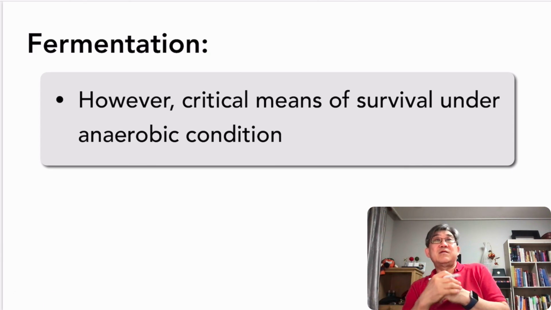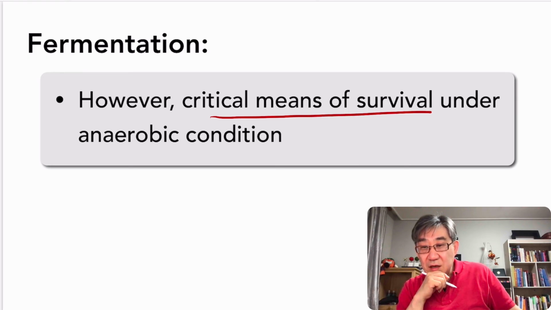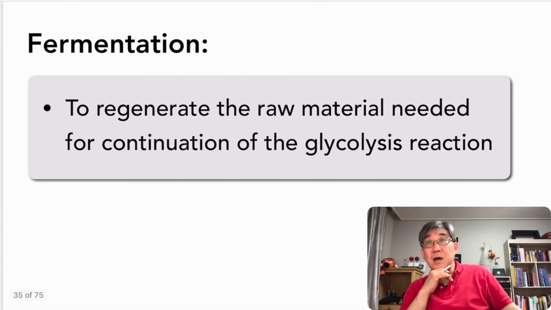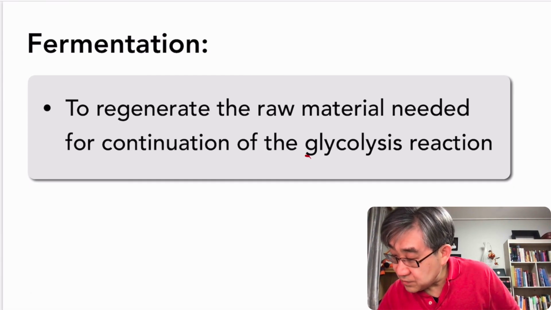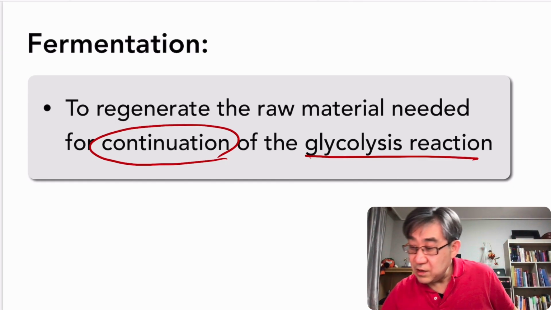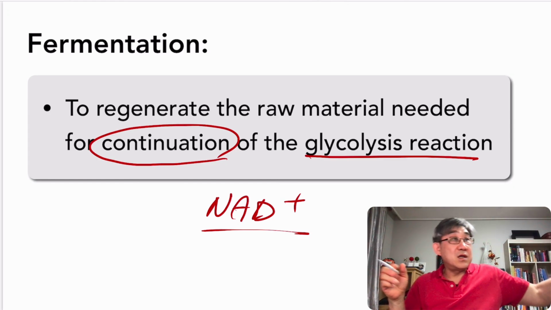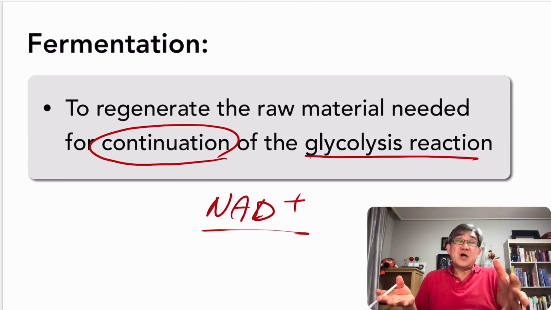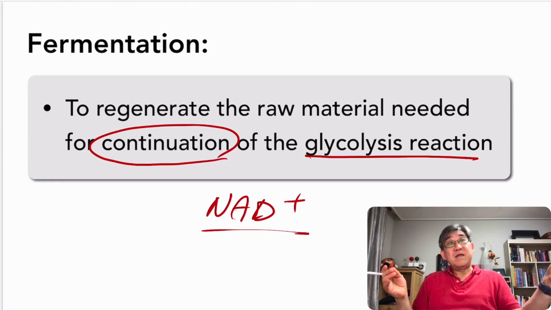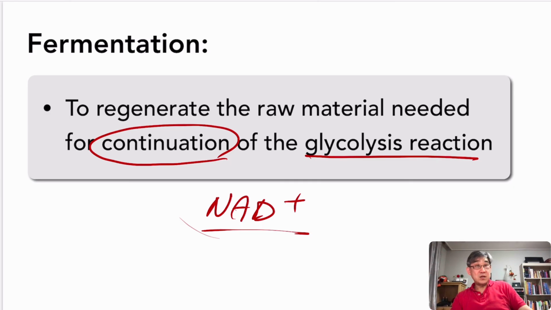So what you can say about fermentation is that it is the absolutely necessary, critical means of survival under anaerobic conditions. Why? Because if you want to continue the glycolysis reaction, the continuation of glycolysis requires the constant supply of NAD plus. That's what is involved in the detailed procedure of glycolysis. Remember, it is a very complex metabolic reaction requiring the involvement of 10 different enzymes. But under no-oxygen conditions, you have a problem with the constant supply of this NAD plus, which is the oxidized form of NADH.